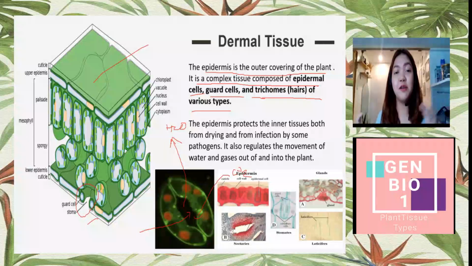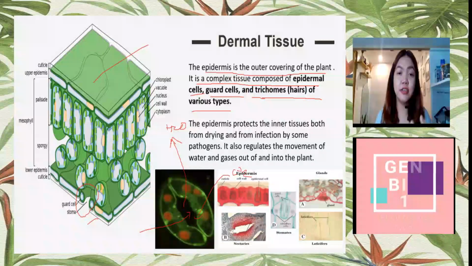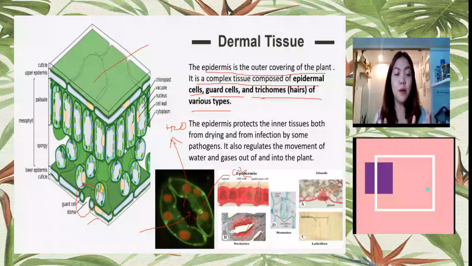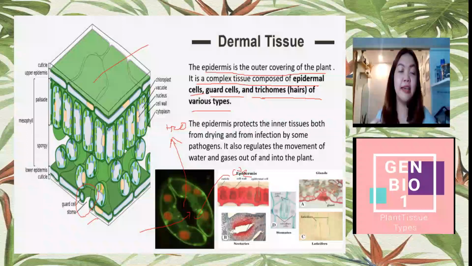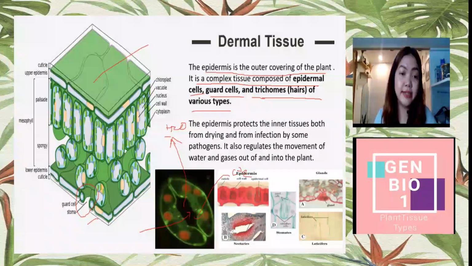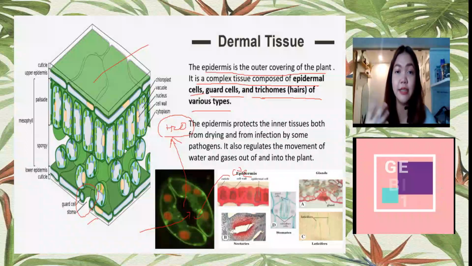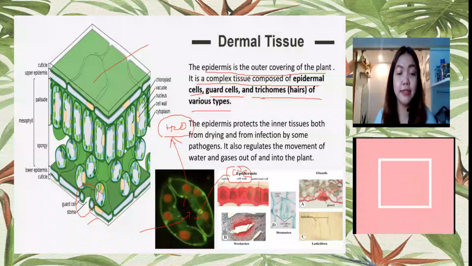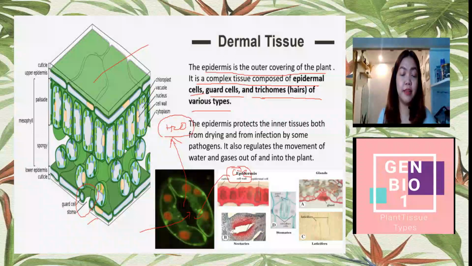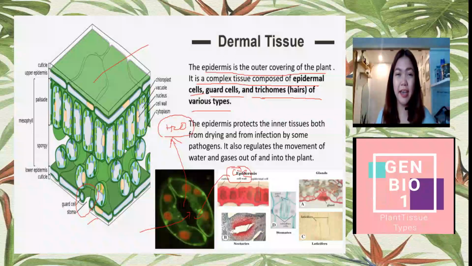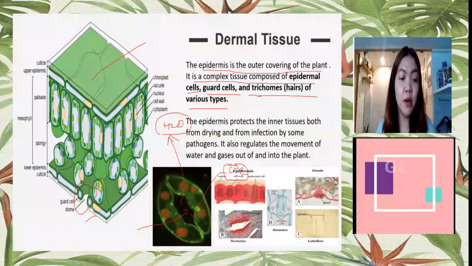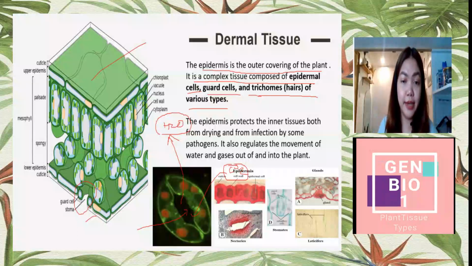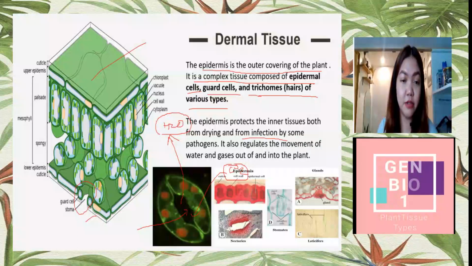Okay? So your guard cells are really good, especially when the environment is moist and sunny. What your guard cells do is open your stomata so it can release H2O, since it's moist and there's plenty of H2O. At the same time, it can absorb a lot of CO2 since it's sunny. For example, if the environment where the plant is located is dry, what will happen is it will close the stomata. Your guard cells close the stomata so the water doesn't escape. Okay? And also to protect from infection by some pathogens.